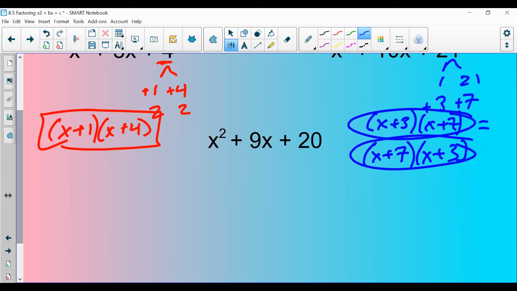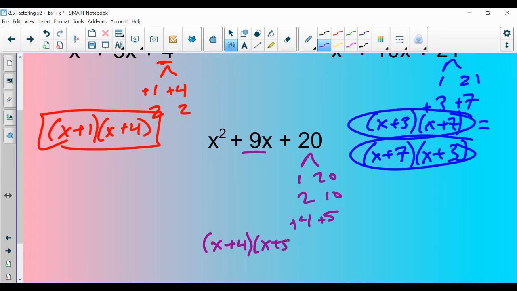Go ahead and pause here. Make sure you guys know what you're doing. Try this one out. I'm going to go ahead and list the factor pairs of 20, 1 and 20, 2 and 10, 4 and 5. Which of these factor pairs add to +9 and how? +4 and +5 does. So the answer is X plus 4, X plus 5.